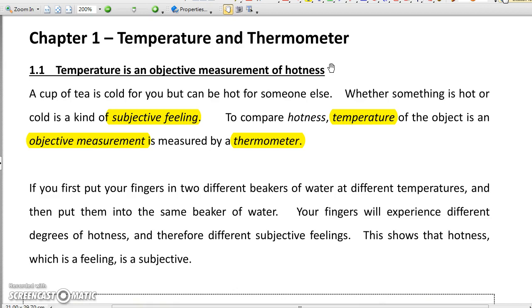Why do we have to measure temperature using a thermometer but not our fingers? Our finger may tell something is hot or not, but it is a kind of subjective feeling. So a cup of tea may be cold for you, but it may be hot for me. So we got to have an objective measurement so that we can tell whether it is hot or not more objectively. The instrument that we use is called thermometer. So feeling is subjective, while measurement by thermometer is objective.